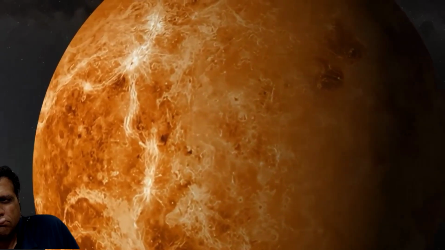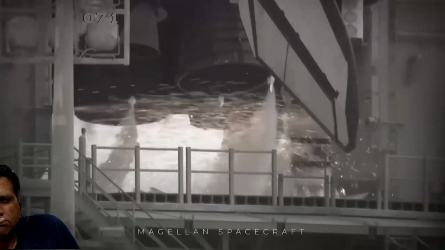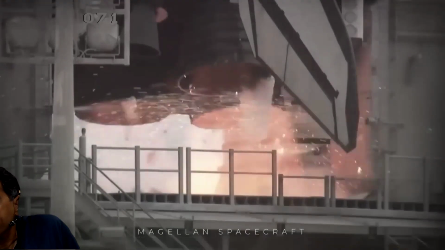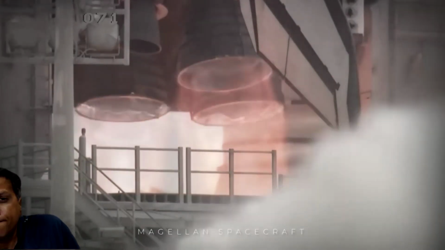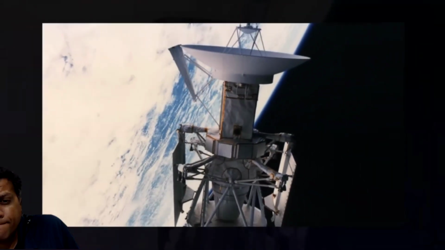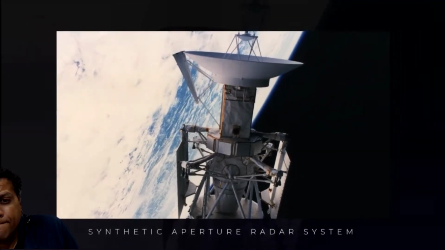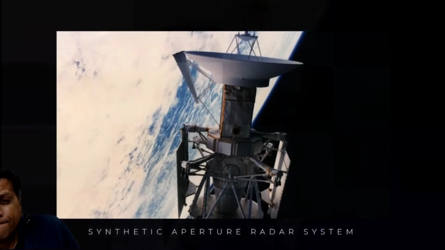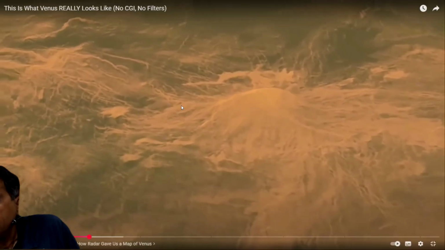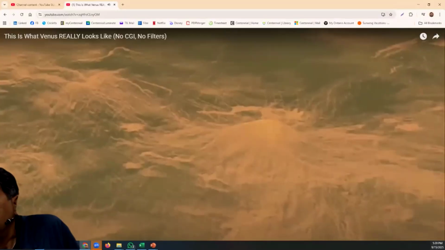Enter radar mapping. In 1989, NASA launched the Magellan spacecraft, a mission that didn't care about pretty photos. Instead, it was equipped with a powerful synthetic aperture radar system, SAR for short, that would orbit Venus and send radio waves straight through the clouds. Those waves would hit the surface, reflect back, and be reconstructed into high resolution.